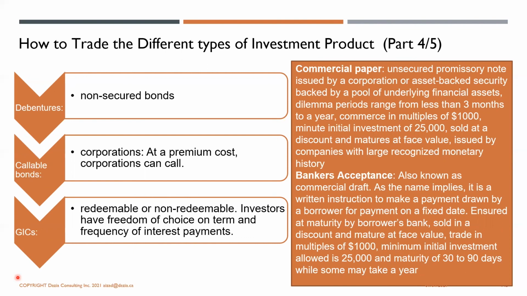Bankers' acceptances are also known as commercial drafts. They are issued by smaller companies. They will go to a bank and the bank will guarantee the bond. So they are similar to commercial paper, only bankers' acceptances are for smaller companies and commercial paper is for larger companies.